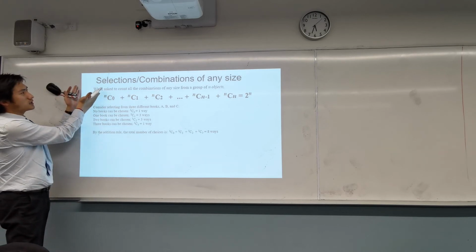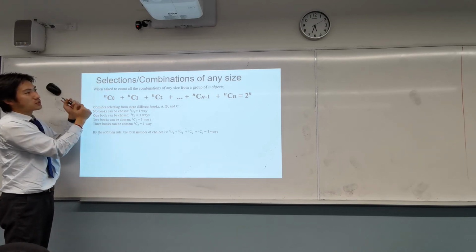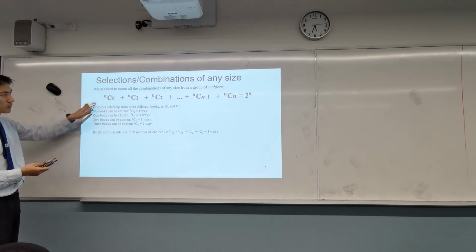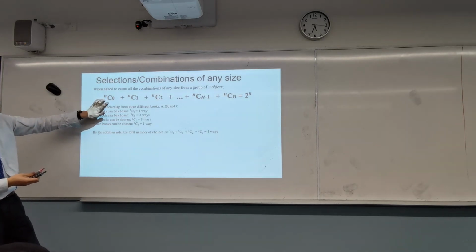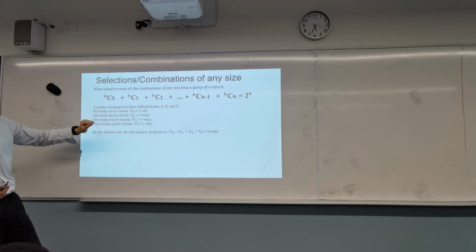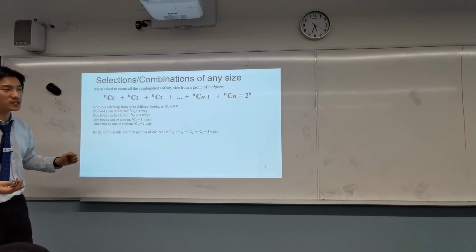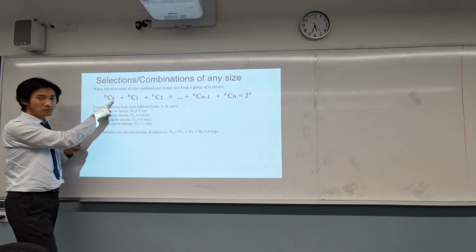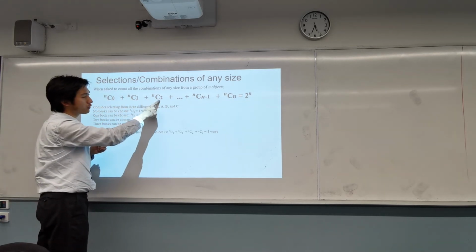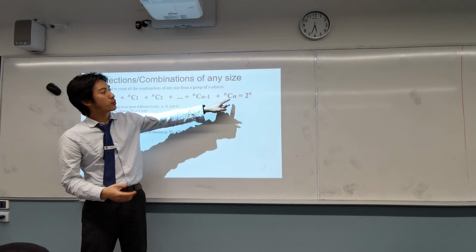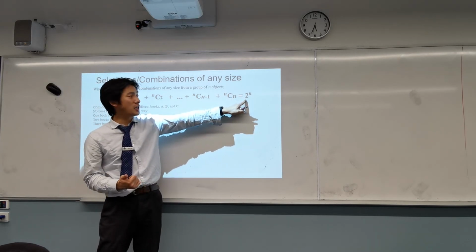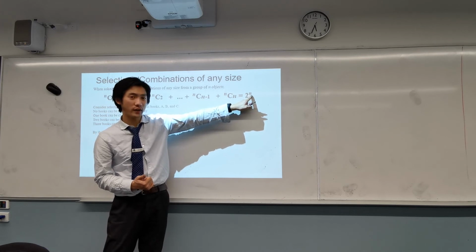So this is about selections or combinations of any size, and you're going to add them all together. When asked to count all the combinations of any size from a group of n objects, you add the combinations of choosing none of them, one of them, 2 of them, and so on, until you've chosen all of them. And this actually equals 2 to the power of n.